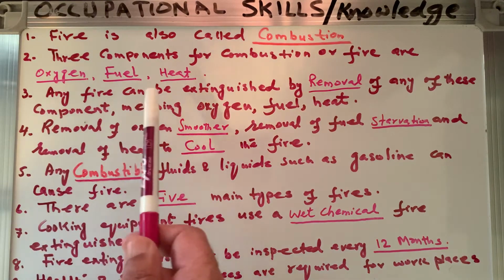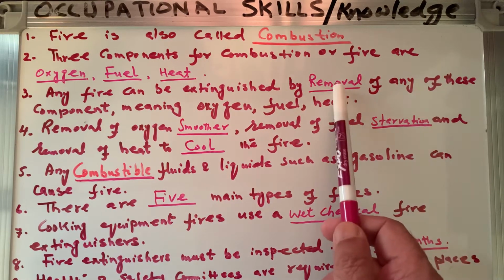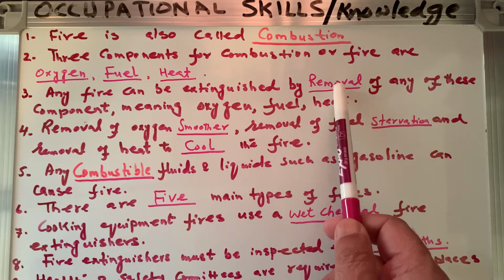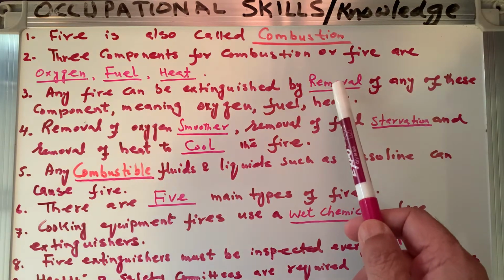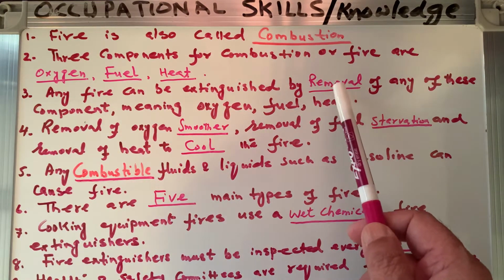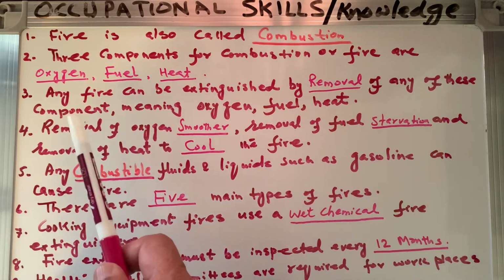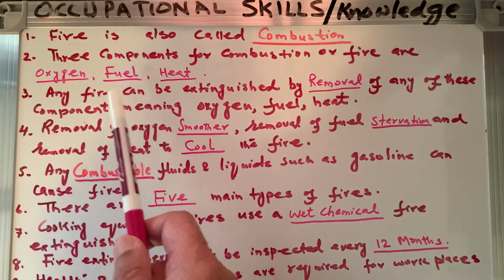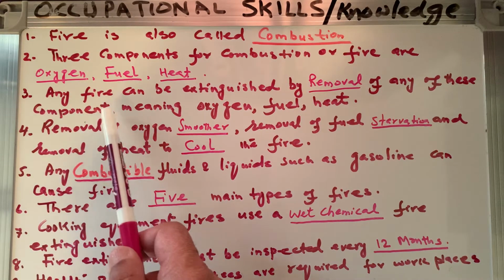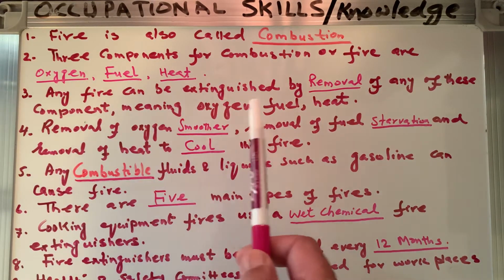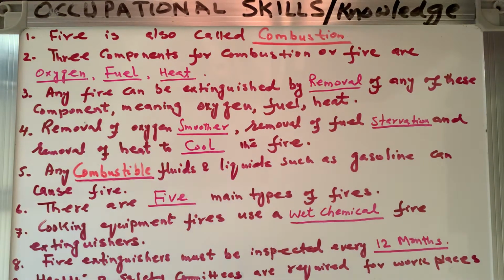Any fire can be extinguished by removal, so you have to write down removal. There will be 3-4 options. We will do the MCQs after the end of the chapter, but this is a practice class. Any fire can be extinguished by removal of any of the three components: oxygen, fuel, and heat.